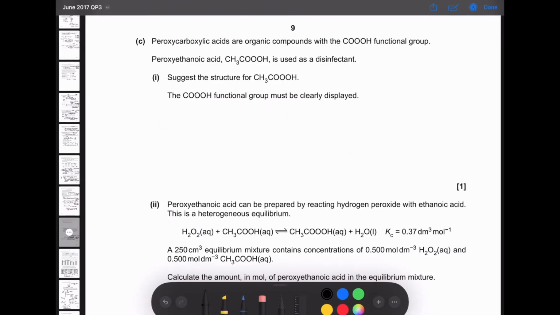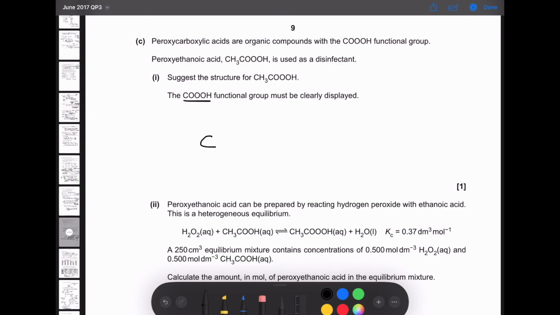Peroxycarboxylic acids are organic compounds with the COOOH functional group. Peroxyethanoic acid is used as a disinfectant. Suggest a structure for peroxyethanoic acid. The COOOH functional group must be clearly displayed.